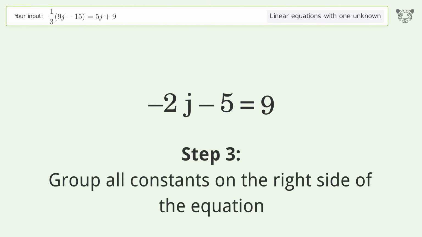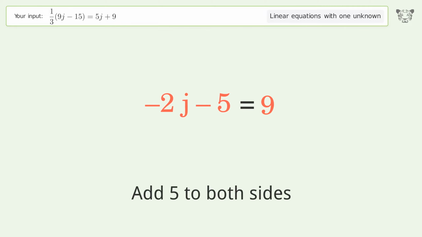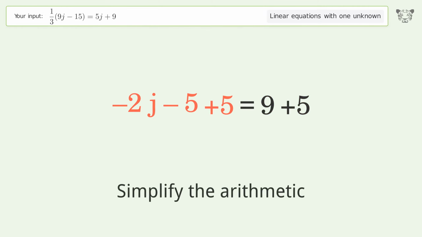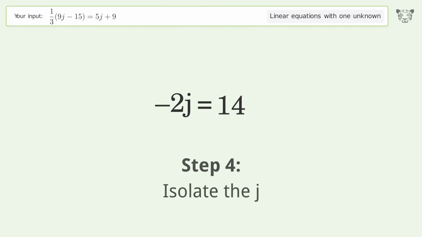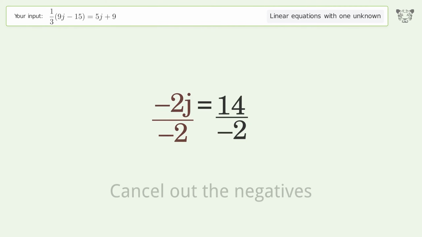Group all constants on the right side of the equation. Add 5 to both sides. Simplify the arithmetic. Isolate the j. Divide both sides by -2. Cancel out the negatives.